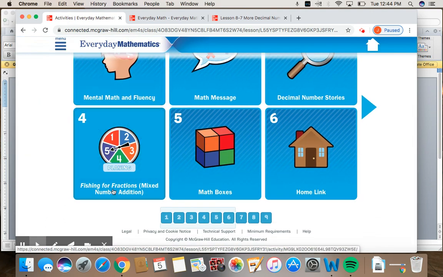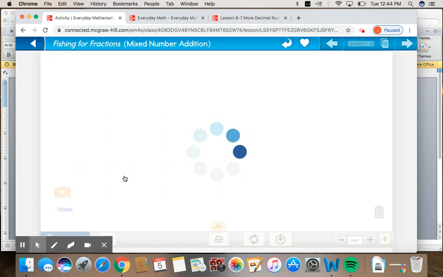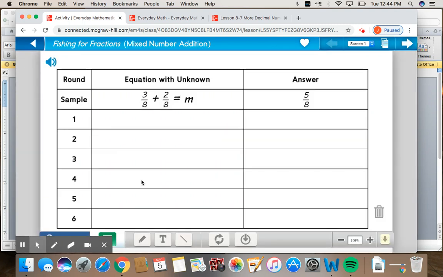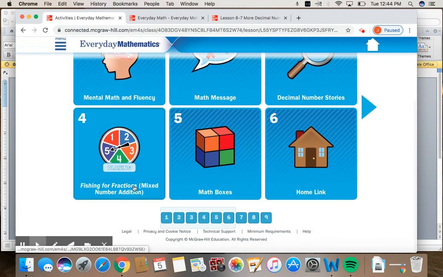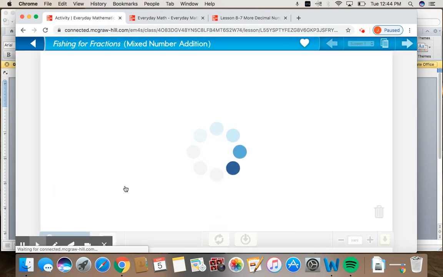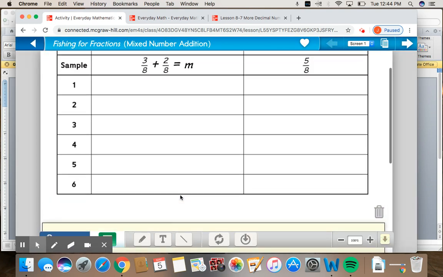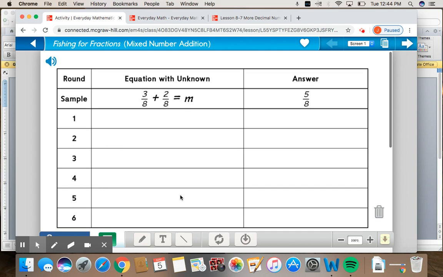You can also play this game. They give you all the materials so that you can play it online. They give you the tools. Actually, now that I'm looking, I don't think they gave you all of them. I think I was thinking of a different game, Fishing for Fractions today.